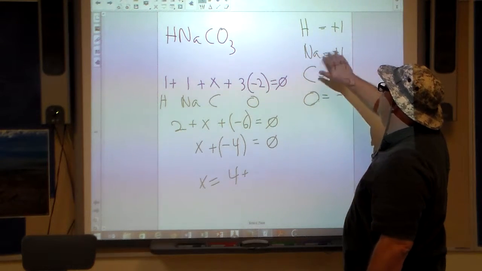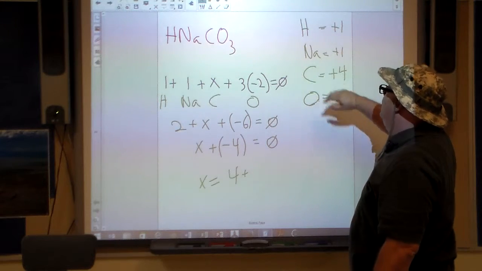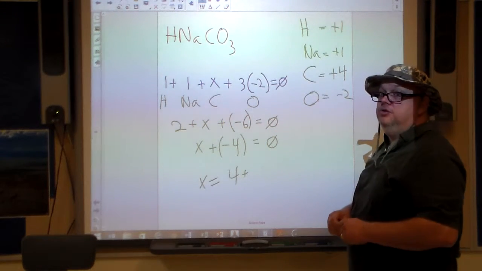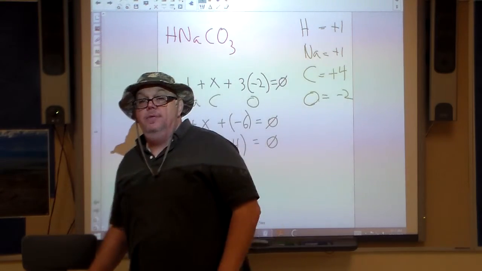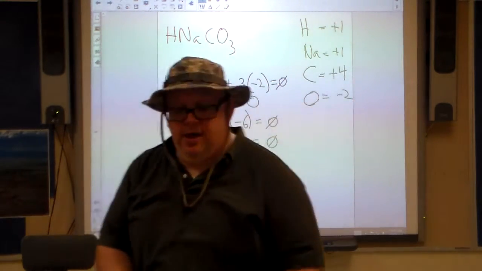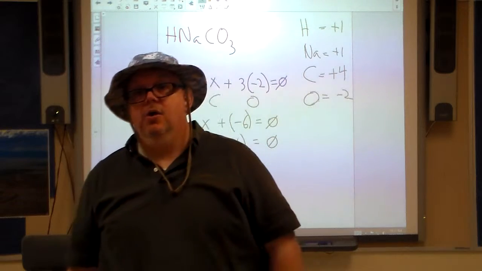So hydrogen's a +1, sodium is a +1, carbon is a +4, and the oxygen is a -2. That's it. That's how we go about finding the oxidation numbers here.